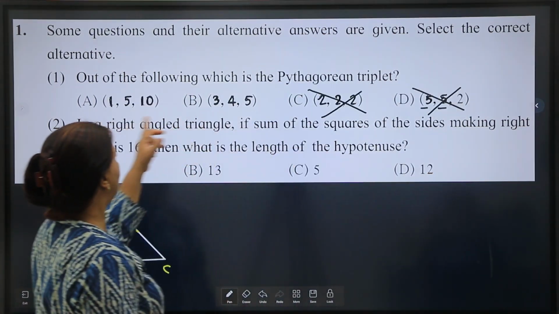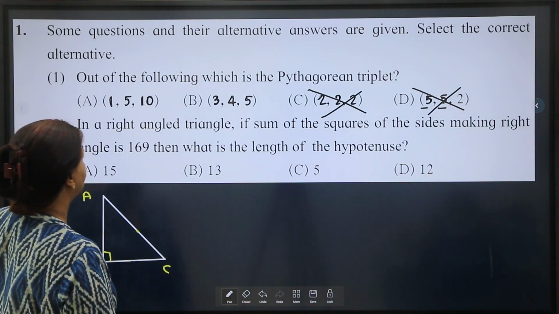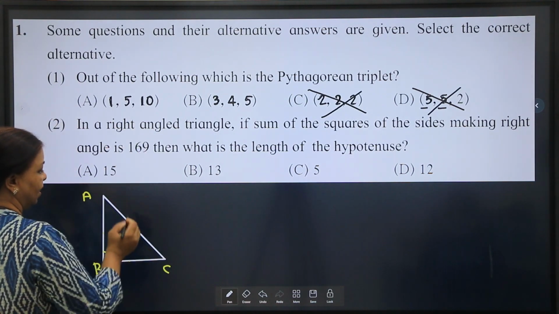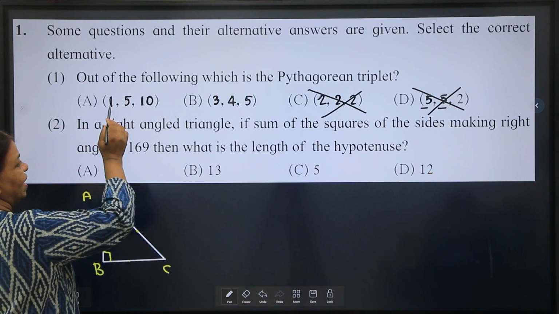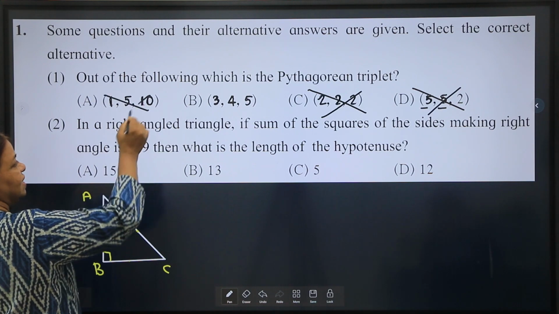So out of these two options, we have to select one option which is a Pythagorean triplet. Now if you go to see here, one is 5, one is 10, another one is 5 and this is 1, which is very less. So even this will get cancelled.